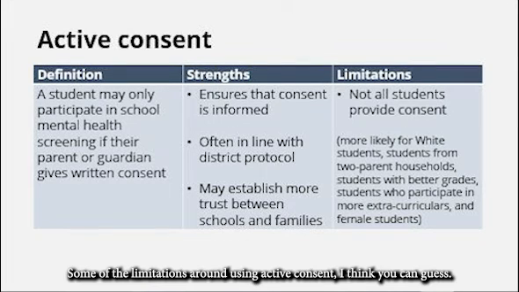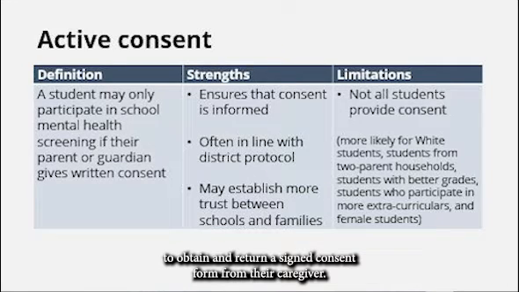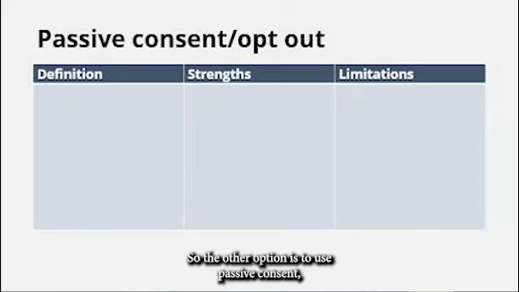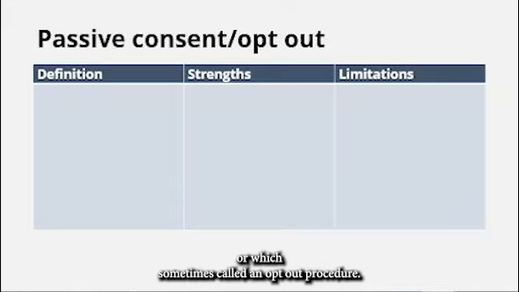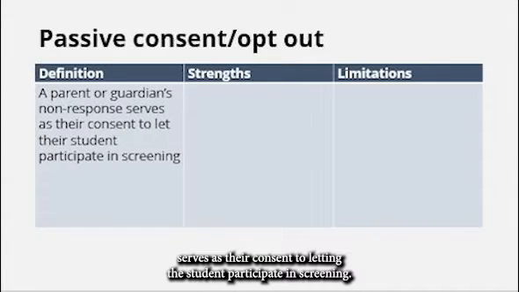Some of the limitations around using active consent, I think you can guess. The big one is it may leave out students who, for whatever reason, were not able to obtain and return a signed consent form from their caregiver. So the other option is to use passive consent, which is sometimes called an opt-out procedure. So this is when a parent or guardian's non-response serves as their consent to letting the student participate in screening.